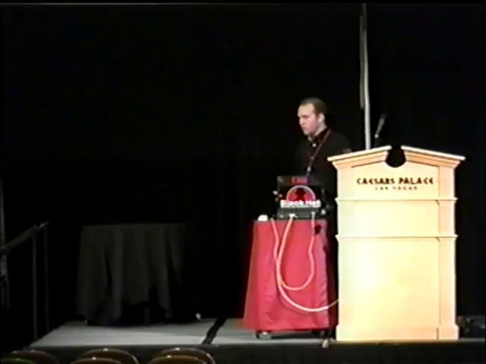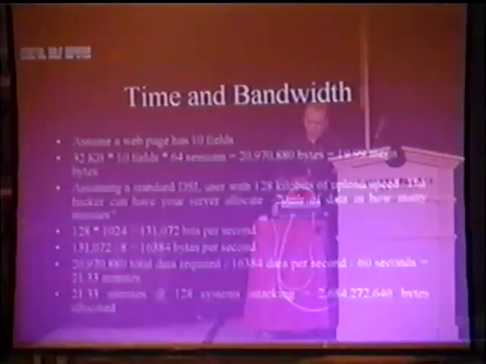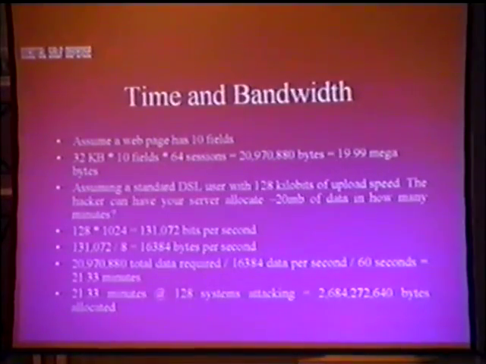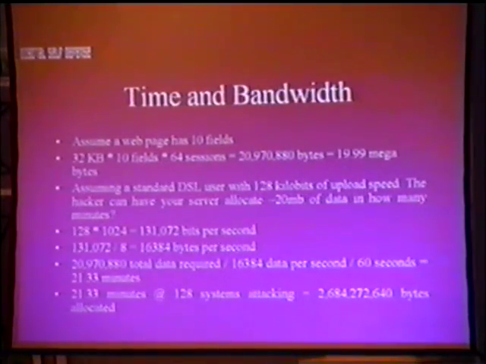And here's just a simple example. I'm kind of taking this pretty far, assuming that a group of hackers actually purposely wanted to do a distributed denial of service. So we have a web page, a .NET web application. On the web page, we have 10 fields, maybe a registration form or something like that. We have 32K times 10 fields, and I'm going to assume that every hacker is actually going to create 64 sessions on his own. So a hacker establishes 64 sessions with the server, and yes, that is possible to do. So it does that, and the total of all of the data that he's going to send, just him, is going to be approximately 20 megabytes.